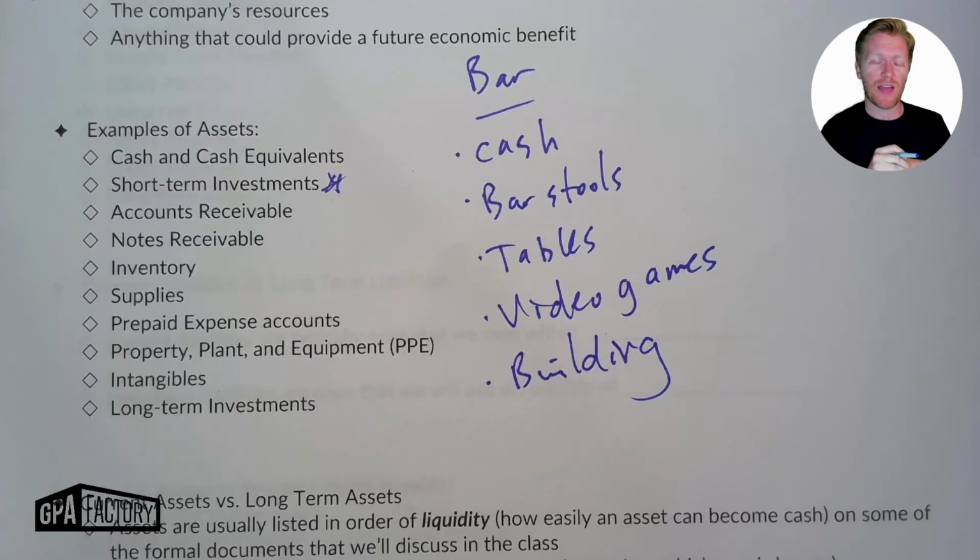Inventory, I'm sure that we've heard that word before, but inventory and supplies, the best way that I can describe that is, again, from this bar's perspective, supplies are things that we use up.